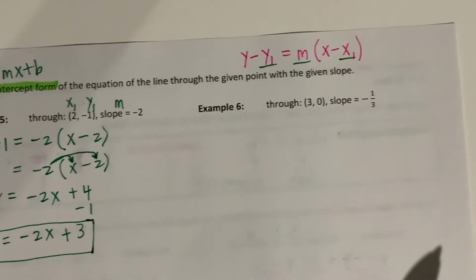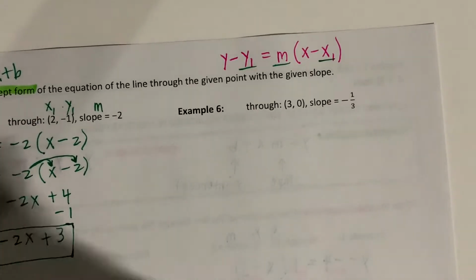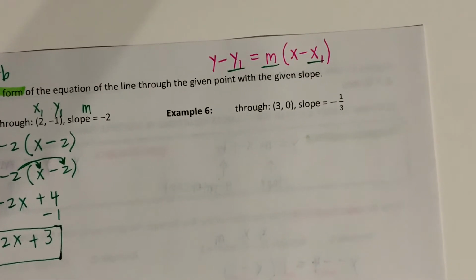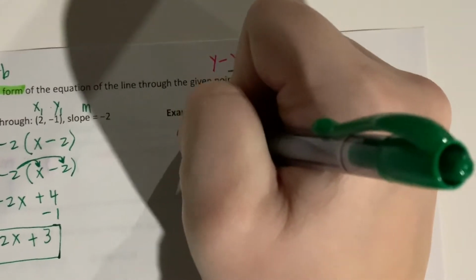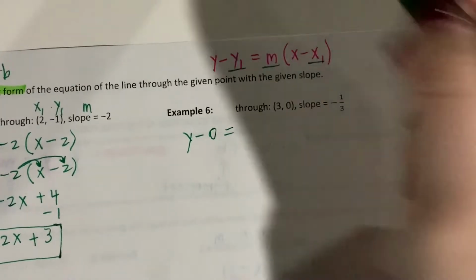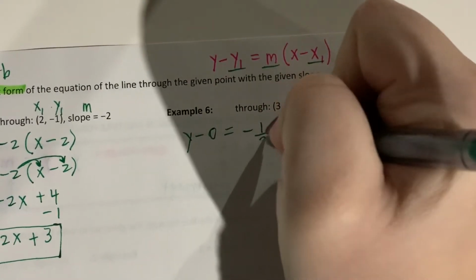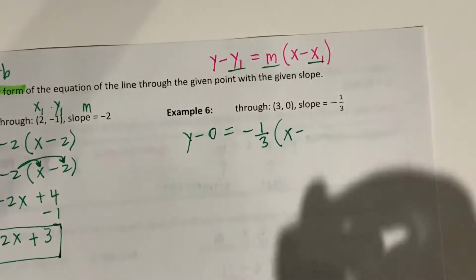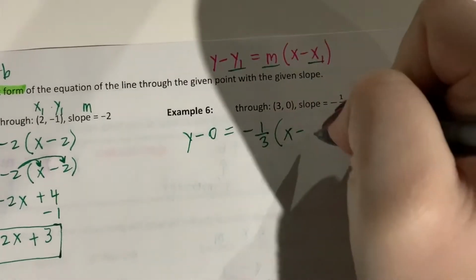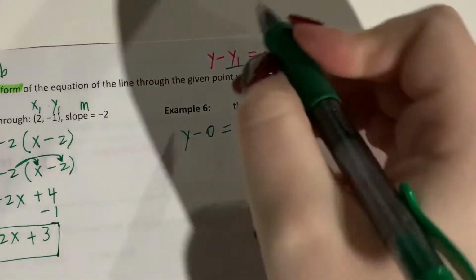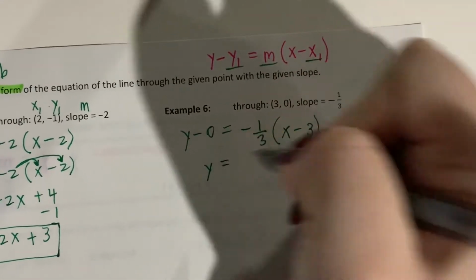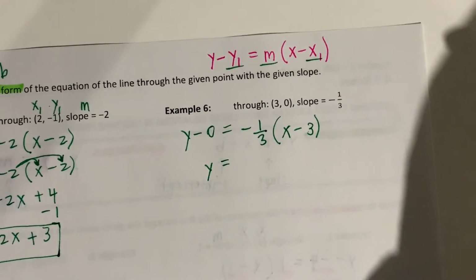So again, I have a point and I have a slope. So what I'm going to need to do here is first put it into point slope form. So I'll have y minus my y sub 1 is 0 equals my slope of negative 1/3 times x minus, and my x sub 1 is 3. Well, that works out nicely. Y minus 0 is just y. So my y is already by itself there, right?